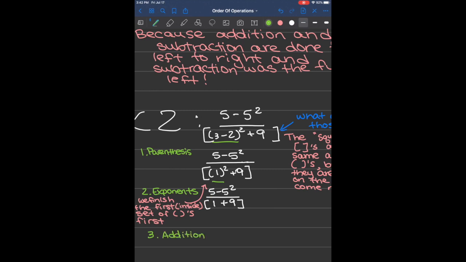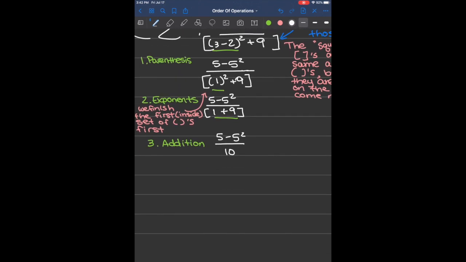Next comes addition within the square brackets, which we also could have changed to parentheses. So we've got 1 plus 9. That's going to give us 10. So now we have 5 minus 5 squared on top, 10 on the bottom. We also could have squared the 5 on top, but we're just separately simplifying the top and the bottom. So next comes the exponents on top. So we get 5 minus 25 over 10.